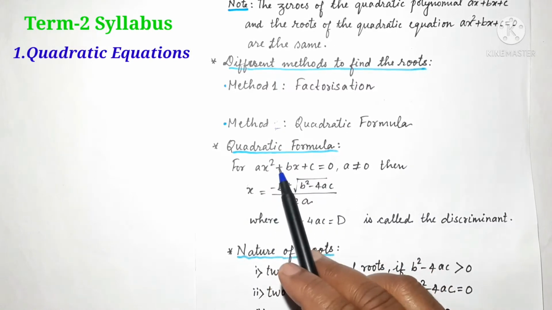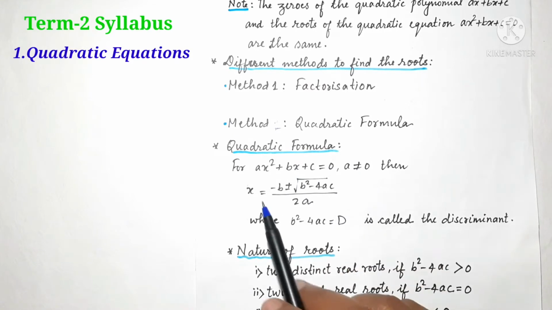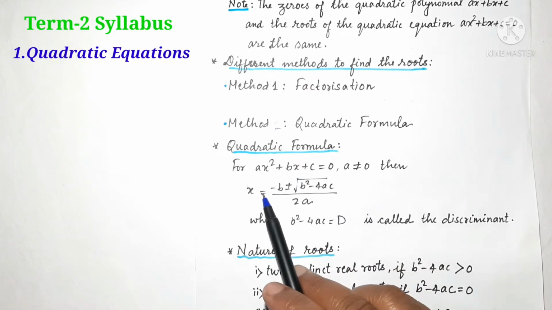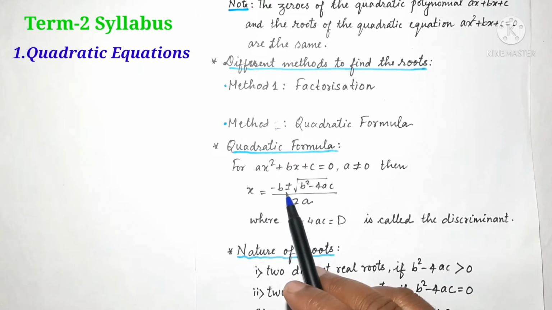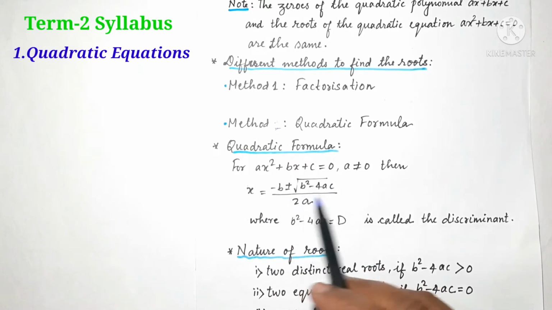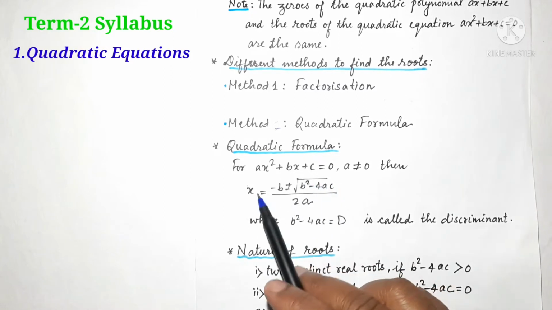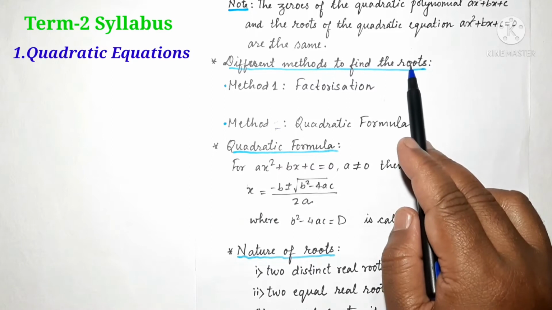Now next, what is a quadratic formula? For ax square plus bx plus c, where a is not equal to 0, the quadratic formula will be x equals minus b plus minus square root of b square minus 4ac upon 2a. So this is the quadratic formula. Using this quadratic formula, you have to find the roots.